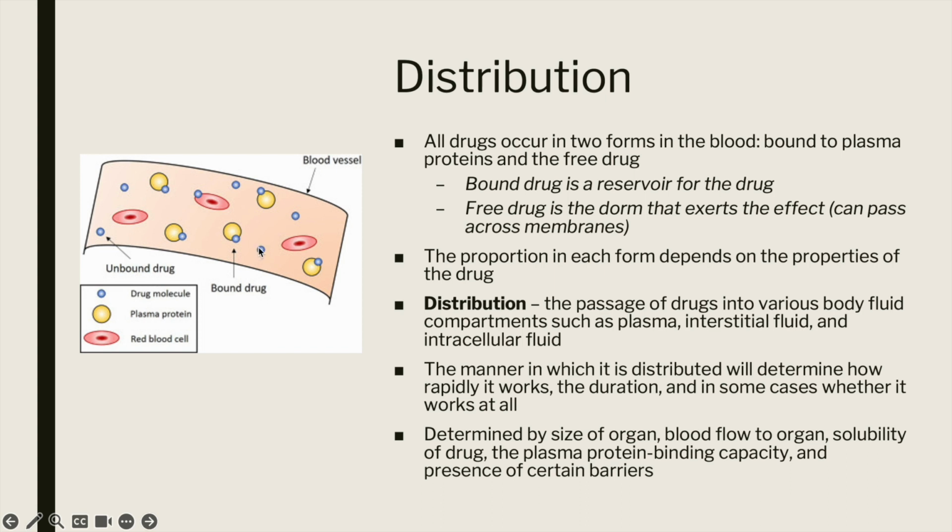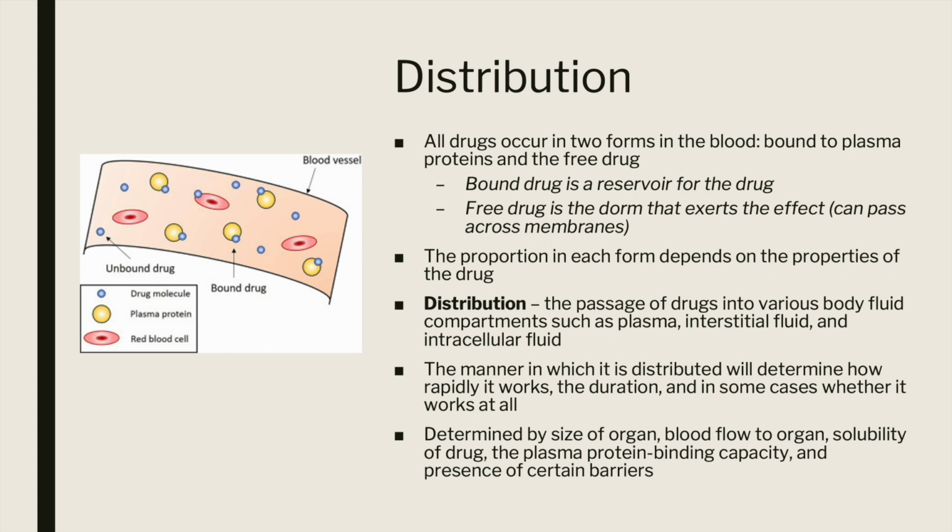The free drug can freely move, whereas the bound drug can't exert its effect because it's bound. It would have to become unbound in order to move across the membrane and do what it needs to do. The proportion in each form, bound versus unbound, depends on the properties of the drug. We can formulate and create these drugs to be bound or unbound. We can manipulate this at the level of creation of the drug.